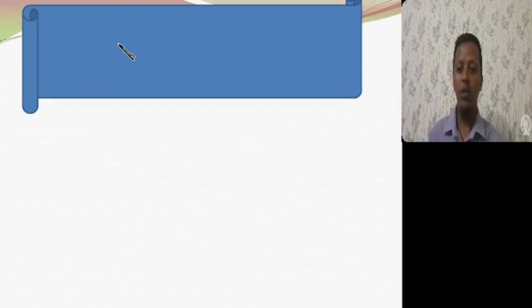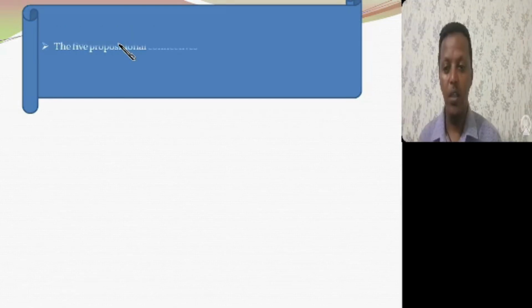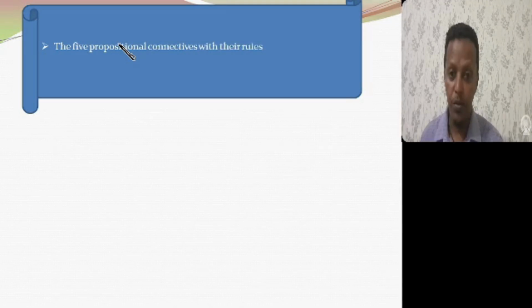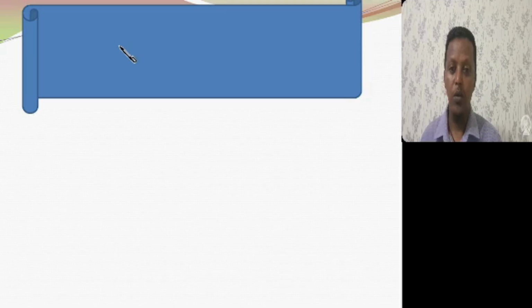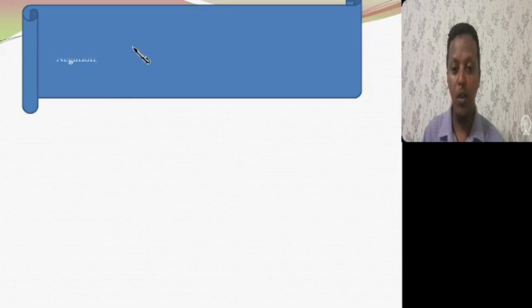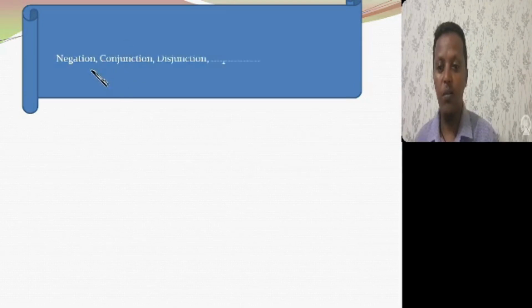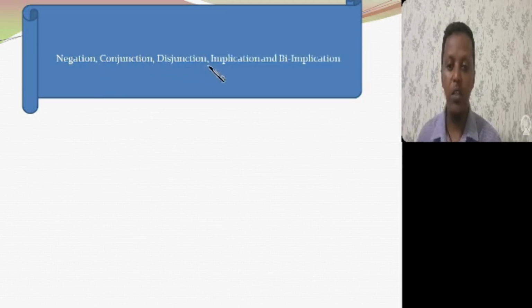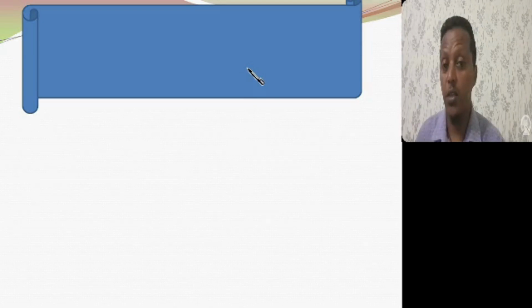And also the 5 logical connectives with their rules. We have seen the name, the symbol, and the meaning of each logical connective with the corresponding rules. So the 5 connectives are what? Negation, conjunction, disjunction, implication, and biimplication. Hoping you grasp the rules of these 5 logical connectives, we will proceed to the second lesson.